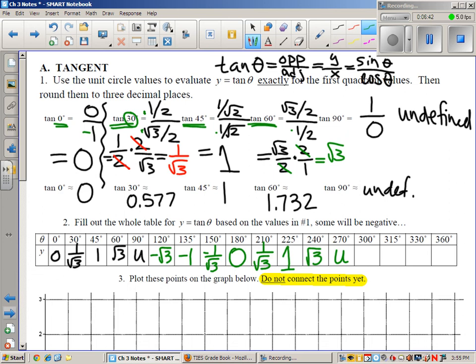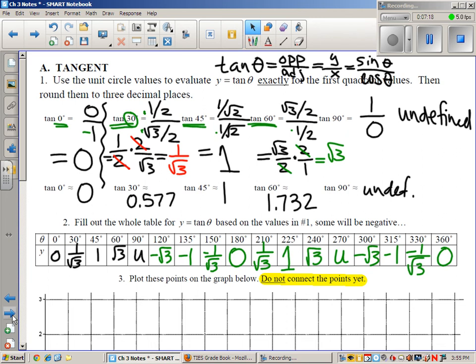Okay, so as I keep going here, you'll see this pattern continues. 300 has a 60-degree reference. Only the y-coordinate's negative now, so it's going to be negative root 3. And then 315, a 45-degree reference, but one of them's negative, so I get negative 1. At 330, I have a 30-degree reference. Only the y is negative. I'm going to get negative 1 over root 3. And now I'm back to 360. That's the exact same location. It's coterminal with 0 degrees. I'm going to get 0 again.